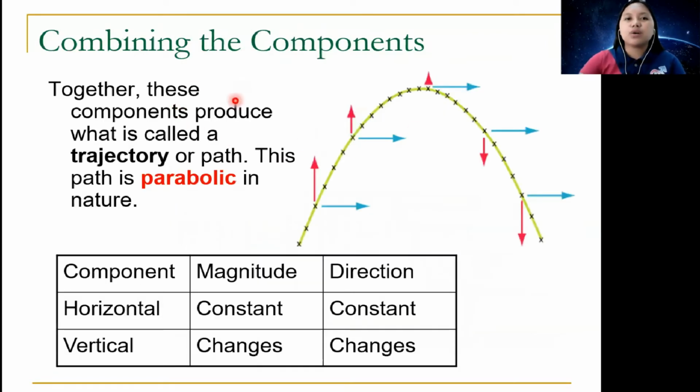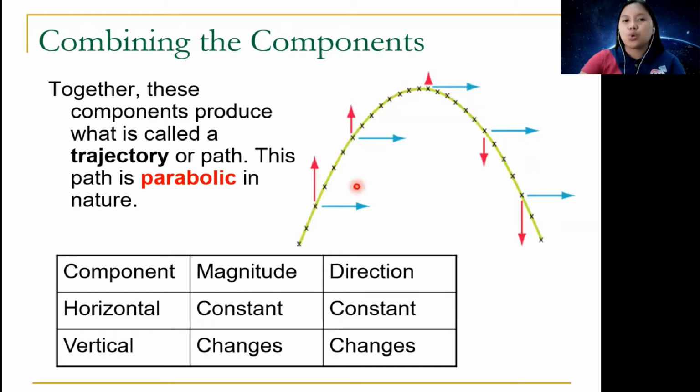Alright, so let's combine the components. Together, these components produce what we call a trajectory or path. This path is parabolic in nature. When we say parabolic, it creates a round or curved structure, okay? The trajectories are the imaginary dots that you see in the diagram. So that is the path, and the curve that is shown in the diagram is what we call the parabola, okay? So that's why it is a combination of horizontal and vertical.